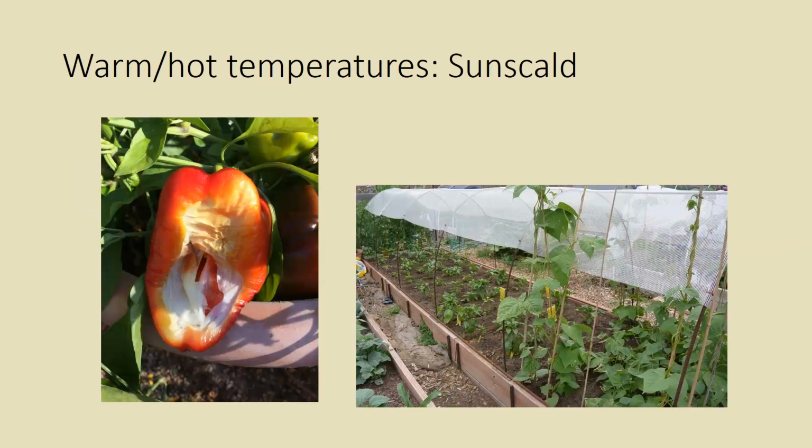On the opposite end of the spectrum, warm or hot temperatures can also damage plants. In this example, the pepper fruit on the left was exposed to intense sunlight during hot weather. This usually happens because the leaf cover is thin or the fruit grows beyond the canopy. Shading plants can often help decrease the problem, and you can see an example of the shade structure in the photo on the right.